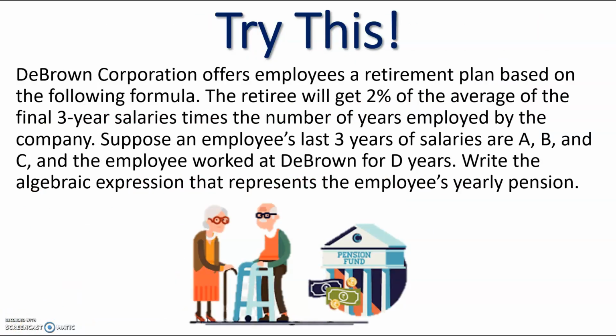Now it's your turn to try. Try this. D. Brown Corporation offers employees a retirement plan based on the following formula. The retiree will get 2% of the average of the final 3 years' salaries times the number of years employed by the company. Suppose an employee's last 3 years of salaries are A, B, and C, and the employee worked at D. Brown for D years. Write an algebraic expression that represents the employee's yearly pension. Use the equation tools to write it correctly.